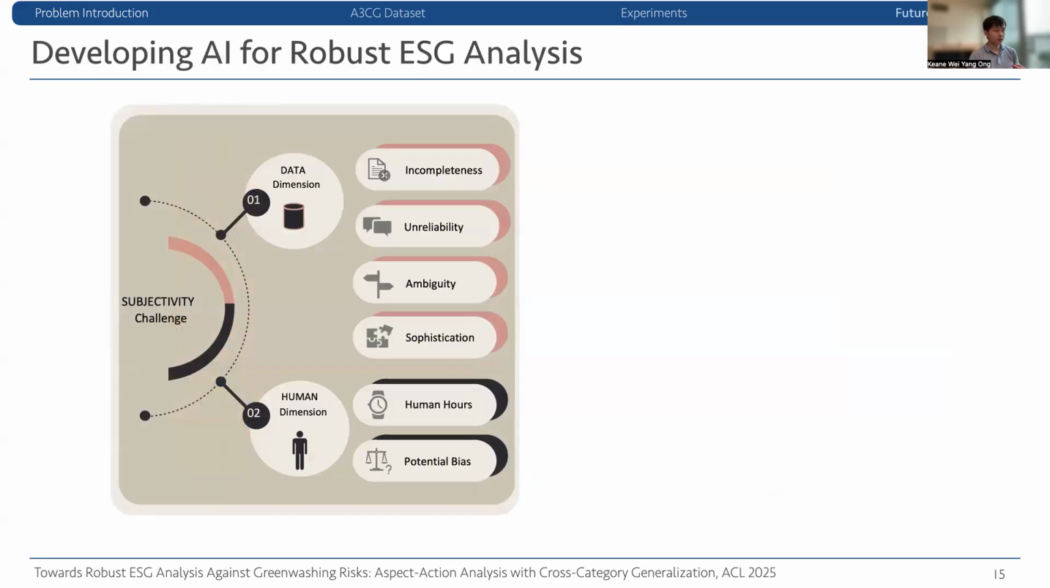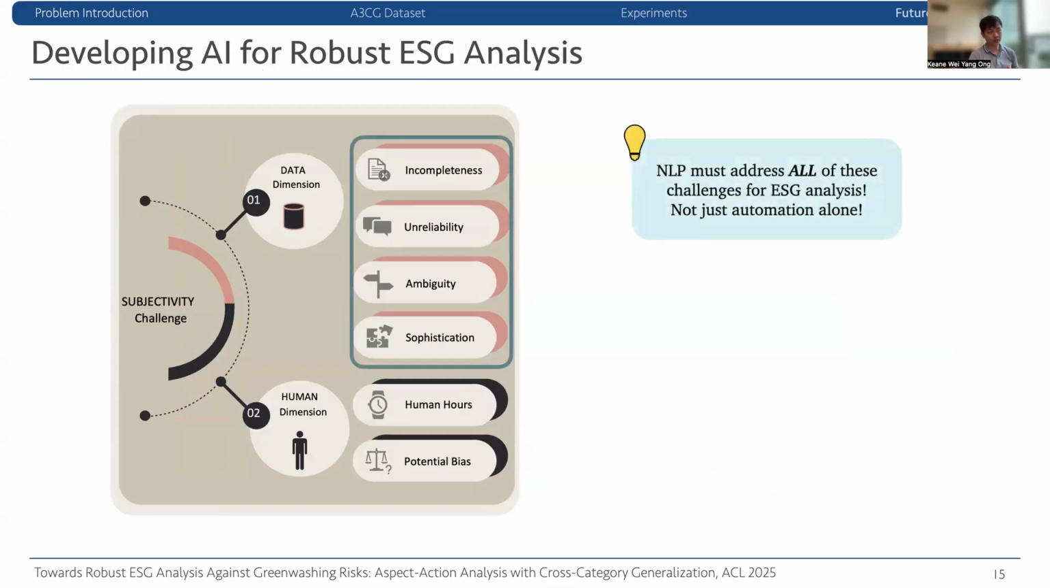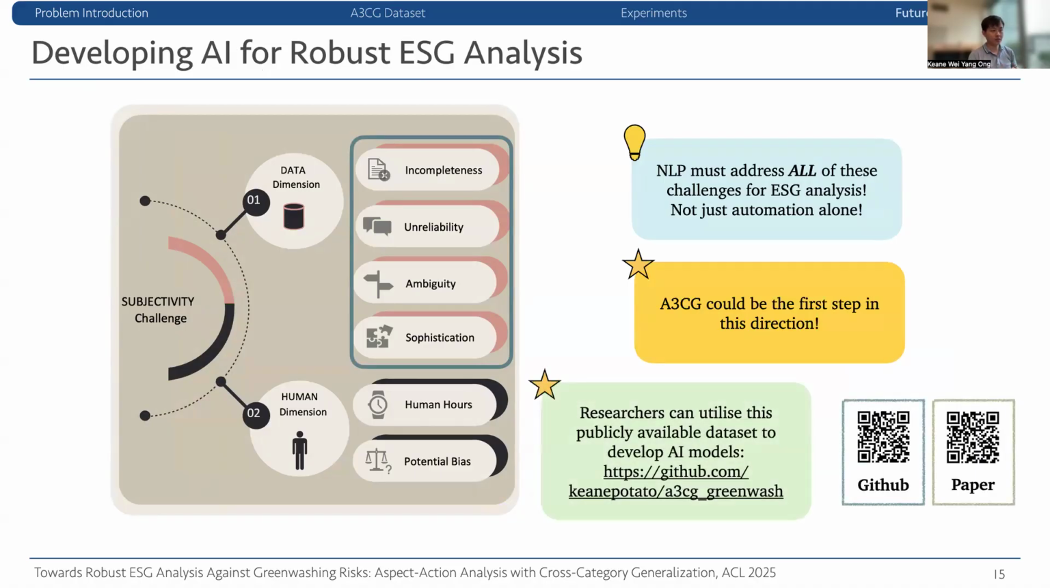So, in short, this is quite a short presentation. Just to recap, we argue that NLP needs to address all of the challenges for ESG analysis. It shouldn't just be automating the very large volume of data involved. It should address greenwashing problems as well. We believe this data set could be a first contribution in this direction. We have also made this dataset publicly available, as well as our code, and we encourage researchers to address some of these problems by leveraging this dataset. We have attached a GitHub link as well as the paper.